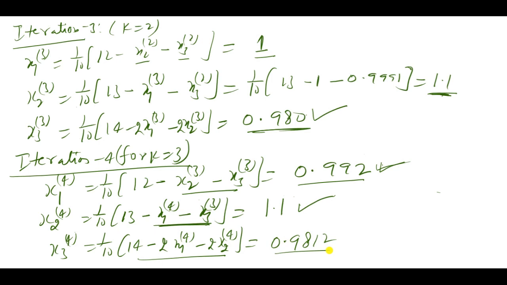So here the value in the first iteration, that is in iteration 3, x1^(3) is 1, and x1^(4) is 0.992. The difference between 1 and 0.992 is very small, that is the error is very small. So in that case this value is approximately equal to 1, and 1.1 is exactly equal to 1.1, and 0.980 and 0.981 are both approximately equal. So in that case iteration 4 is approximately equivalent to iteration 3.